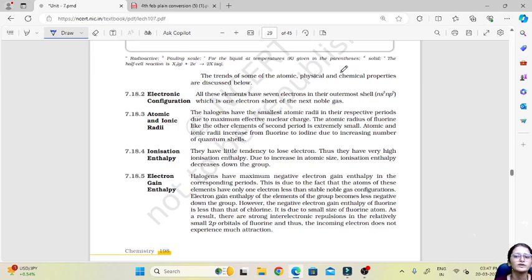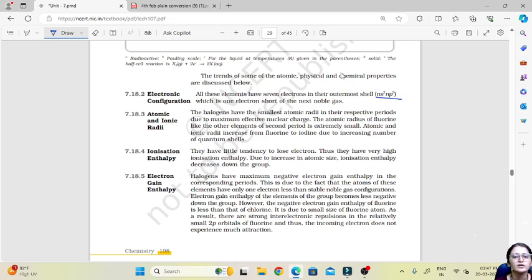Talking about their configuration, they have ns2np5 configuration. Then atomic radii: halogens have the smallest atomic radii in their respective periods due to the maximum effective nuclear charge. The atomic radius of fluorine, like other elements of the second period, is small, and atomic and ionic radius increase from fluorine to iodine due to the increasing number of shells. Also ionization enthalpy follows the same trend as in all other groups.